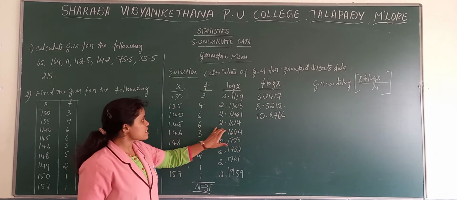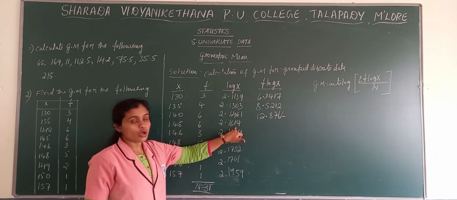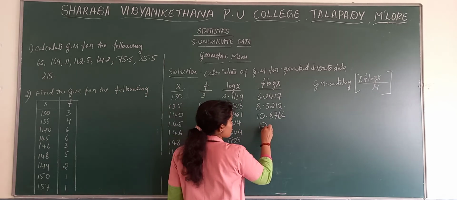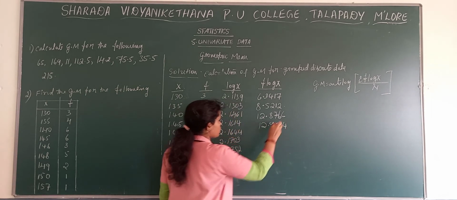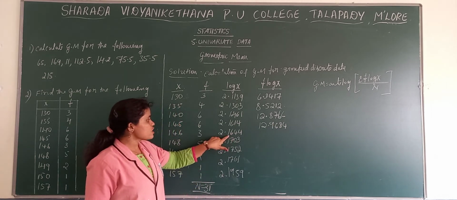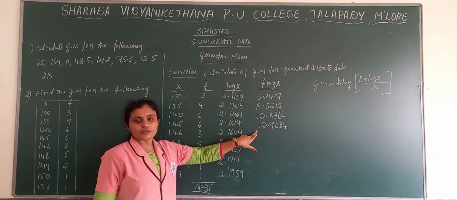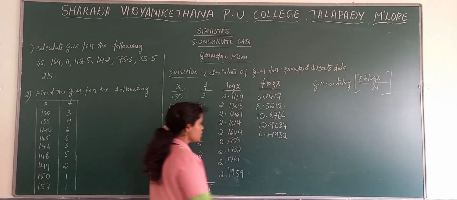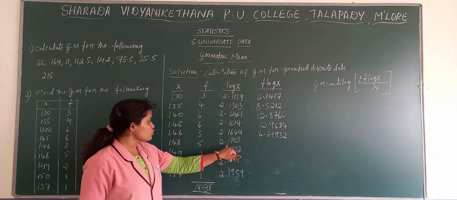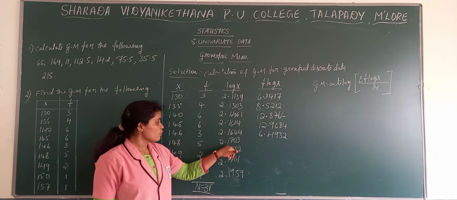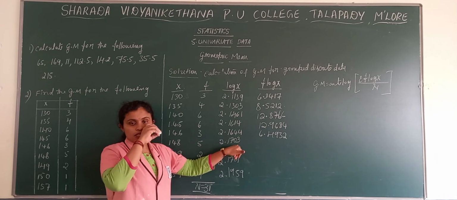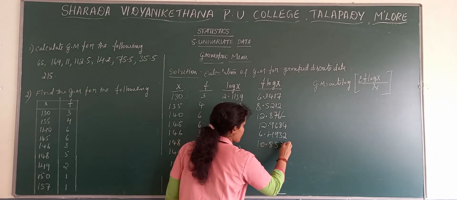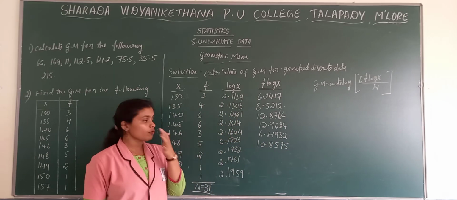Next one, 6 into 2.1614, there you get 12.9684. Next one, 2.1644 into 3, there you get 6.4932. Then 5 into 2.1703, that is 10.8575. You get there 10.8575.